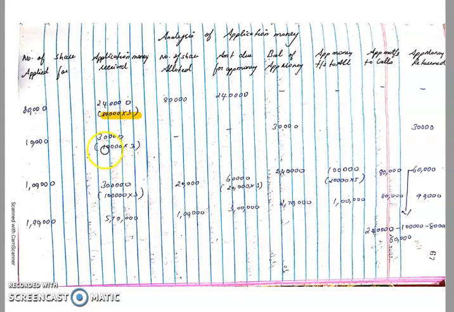Next one, 10,000 is actually rejected, but let us show it here. 10,000 into 3 is 30,000. For 1 lakh, it is 1 lakh into 3. This is the amount received. Now, number of shares allotted. For 80,000 they have allotted 80,000. For 10,000, nil. For 1 lakh they have allotted only 20,000.